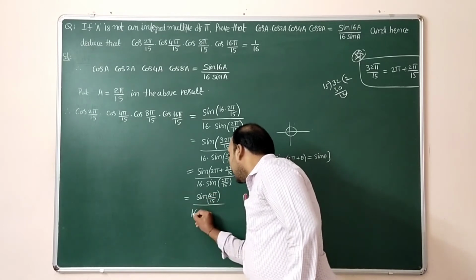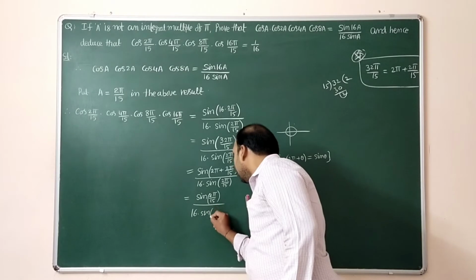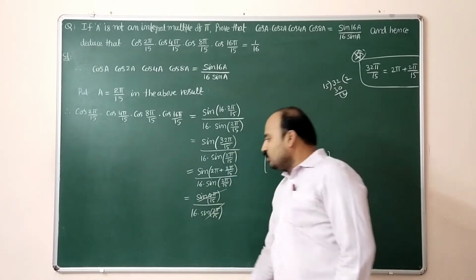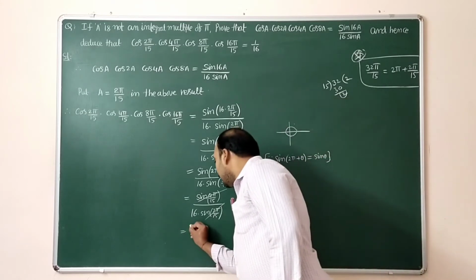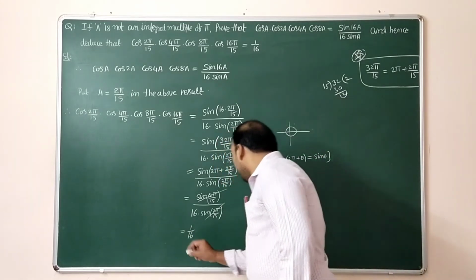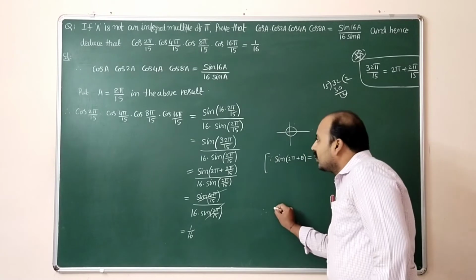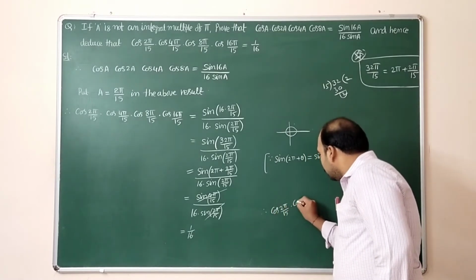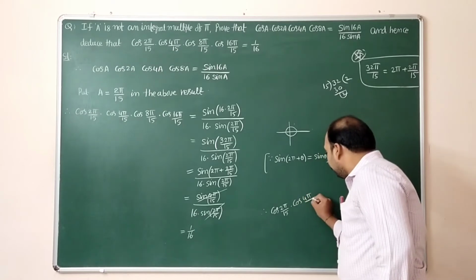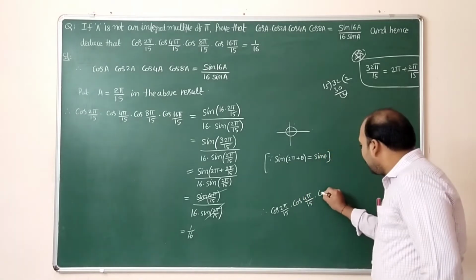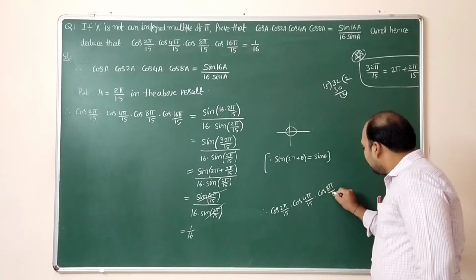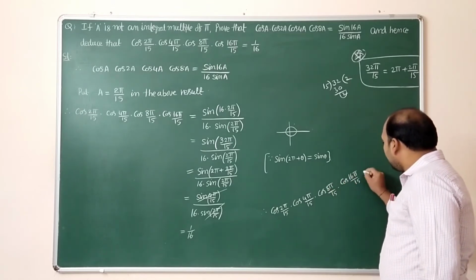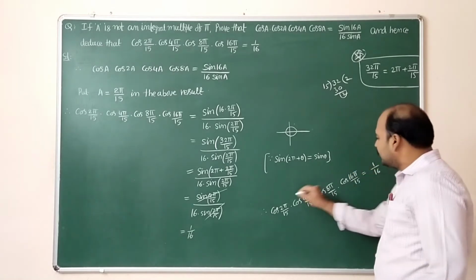divided by 16 times sin 2 pi by 15. So sin 2 pi by 15 and sin 2 pi by 15 get cancelled. We will get 1 by 16. Therefore, conclusion step: cos 2 pi by 15 into cos 4 pi by 15 into cos 8 pi by 15 into cos 16 pi by 15 is equal to 1 by 16. Hence proved.